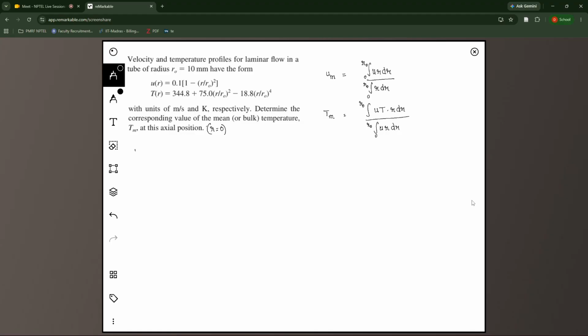Start with the first one. Did you get the answer already? You can basically transform the variables in such a way that you consider r by r naught as x, and then you can write this integration. So dr will be r naught times dx. So this will be r naught times integral 0 to 1, 0.1 times 1 minus x square, x dx. R is r naught into x, so dr is r naught times dx, so you'll have an r naught square here, divided by r naught square into integral 0 to 1 x dx.